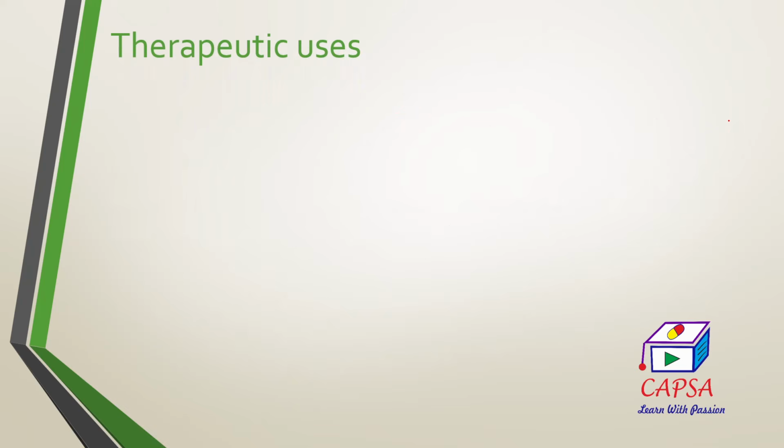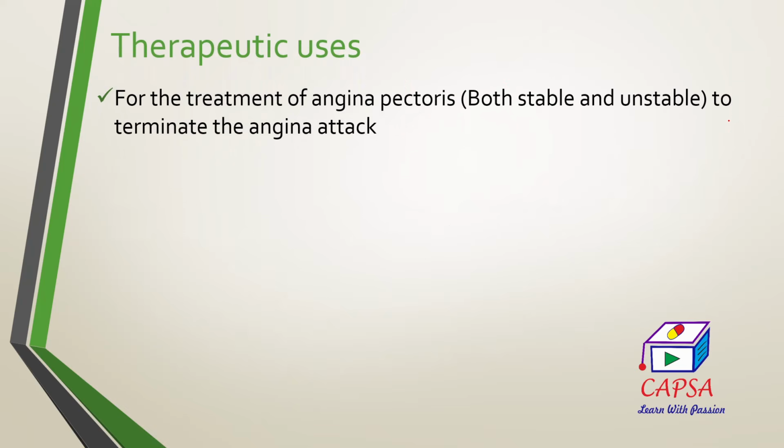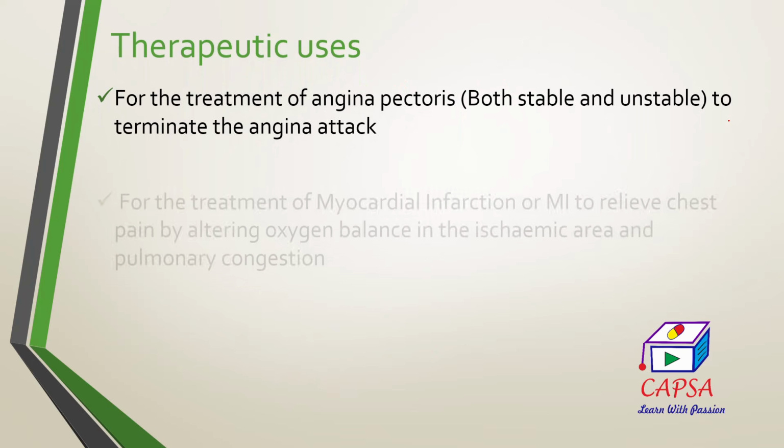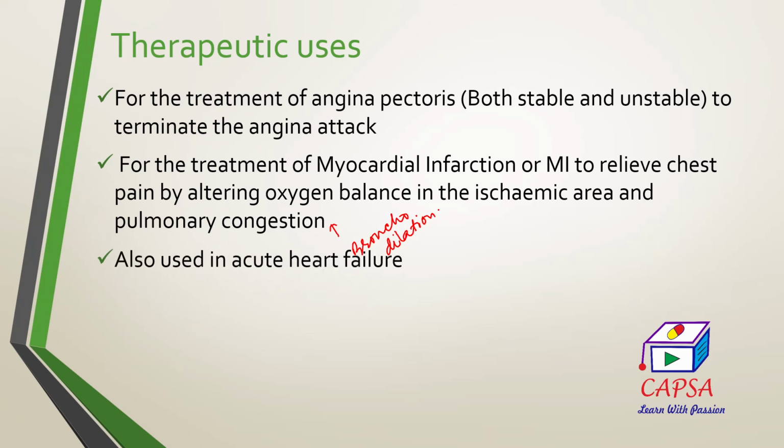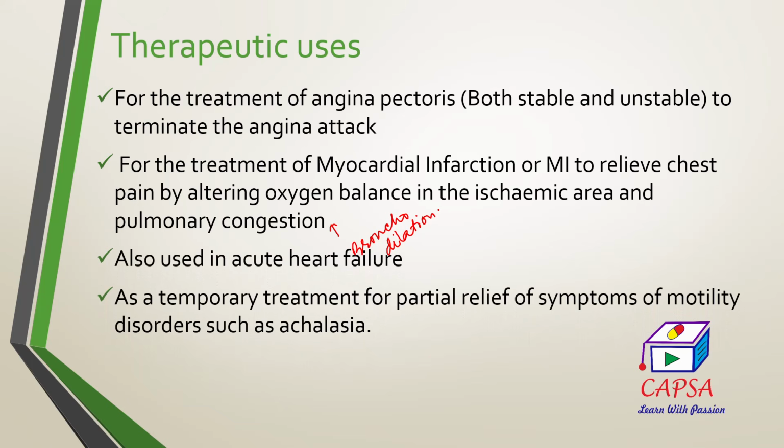Now, what are the therapeutic uses? For the treatment of angina pectoris, both stable and unstable, to terminate the angina attack. For the treatment of myocardial infarction or MI to relieve chest pain by altering oxygen balance in the ischemic area. And pulmonary congestion via bronchodilation. And for the use of acute heart failure. As a temporary treatment for partial relief of symptoms of motility disorders such as achalasia.